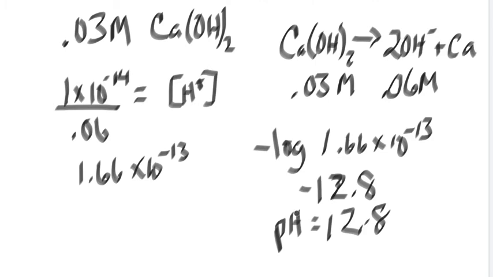So a very, very high pH, which would make sense because look at all these hydroxide ions that are in it. It's a base, it's 0.03 molar, plus we get 2 of them. So it's going to be a very high pH. Very few hydrogen ions in there.